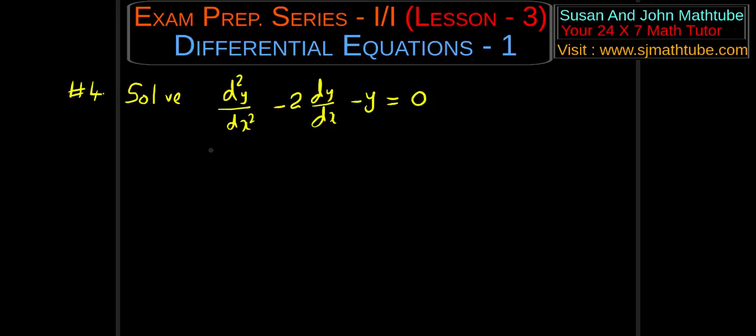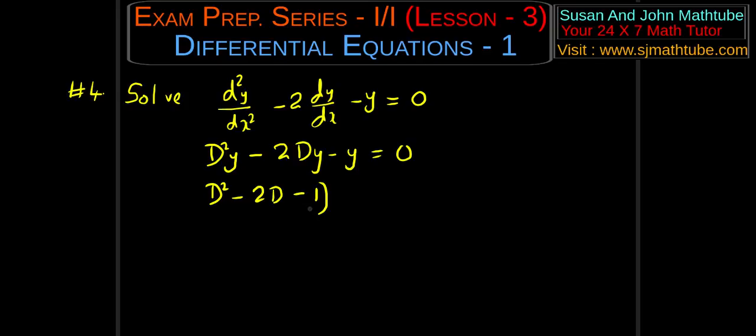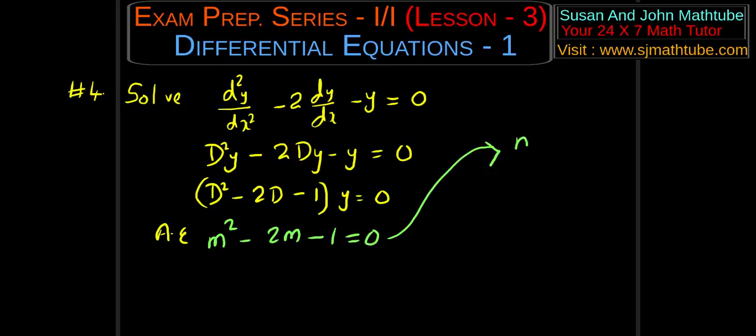So what's the first thing to do? Yeah, change this into capital D. So this is D squared y minus 2 Dy minus y is equal to 0. That will be (D squared minus 2D minus 1) of y is equal to 0. And the next step is, you know very well, the auxiliary equation: m square minus 2m minus 1 equal to 0. Now use the calculator and solve.